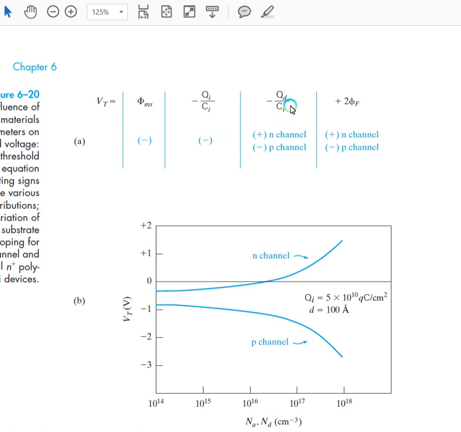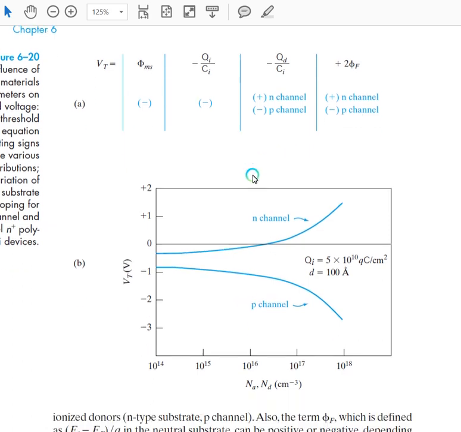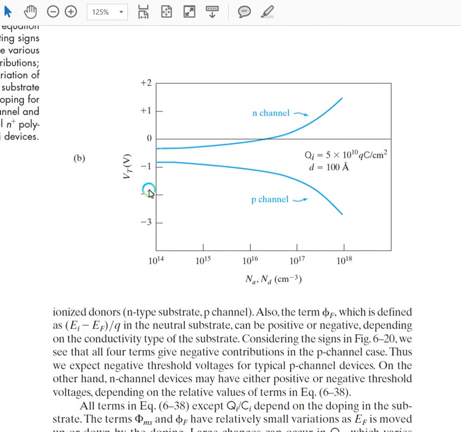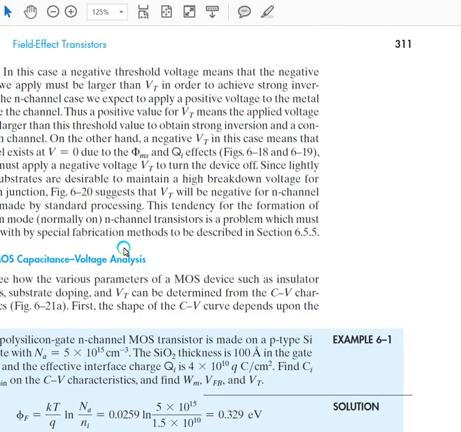Now Qd by Ci, the depletion charge, will be positive for the N channel and negative for the P channel. Then 2 phi f, the Fermi potential, that is the surface potential actually, will be positive for the N channel and negative for the P channel. All the explanations are given there. And then the threshold voltage: if you are taking the N channel, obviously the threshold voltage will be positive. If we are using a P channel, which means an N-type substrate, the threshold voltage will obviously be negative. And if we increase the doping concentration, the threshold voltage will increase in both cases. So this is all about the threshold voltage.